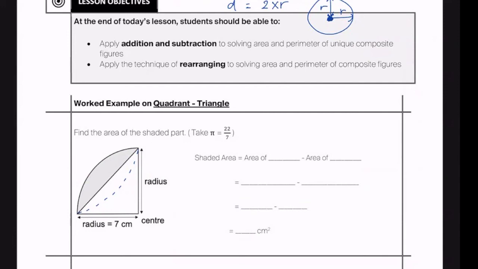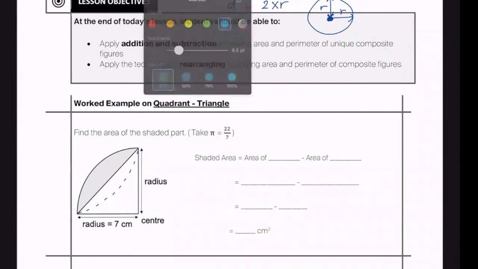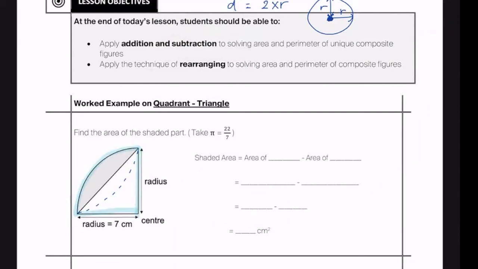The step would be to find the area of the quadrant minus away the area of the triangle, the right angle triangle. Is this clear? What is the area of the quadrant? That's something you need to find, minus the area of the triangle. Remember, for a quadrant, each quadrant is actually 90 degrees out of the full 360 degrees of a circle.